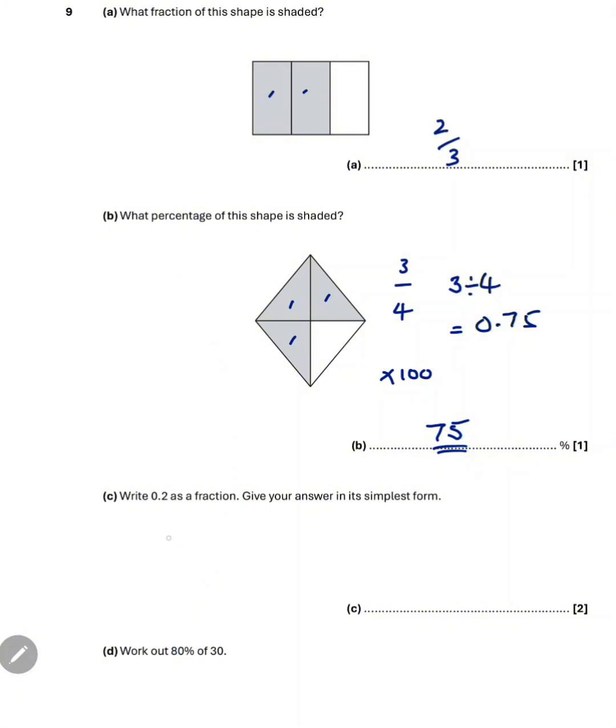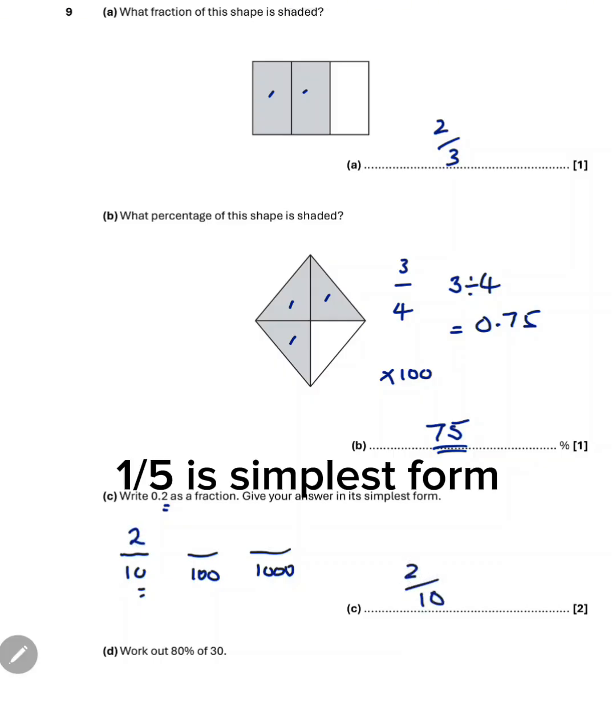0.2 as a fraction. Anytime you're turning a decimal to a fraction, it'll be out of 10 or 100 or 1,000. Your calculator will do this for you, but may as well do it without a calculator at this point. Just count how many digits after the decimal point, and that's how many zeros you want. So this is 2 out of 10, or 2/10.